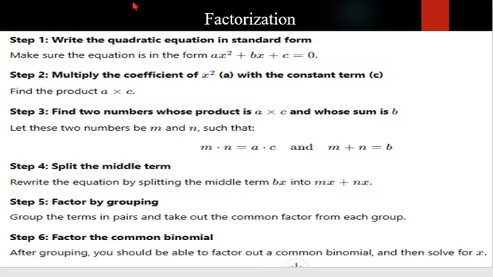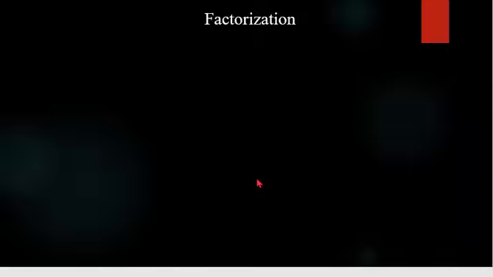Next is factor by grouping. Now after that, what we have to do, we have to factor the terms by grouping. Next term is factor the common binomial. Now these are just the way to solve. We'll see some examples for that. Let's say we have an example.